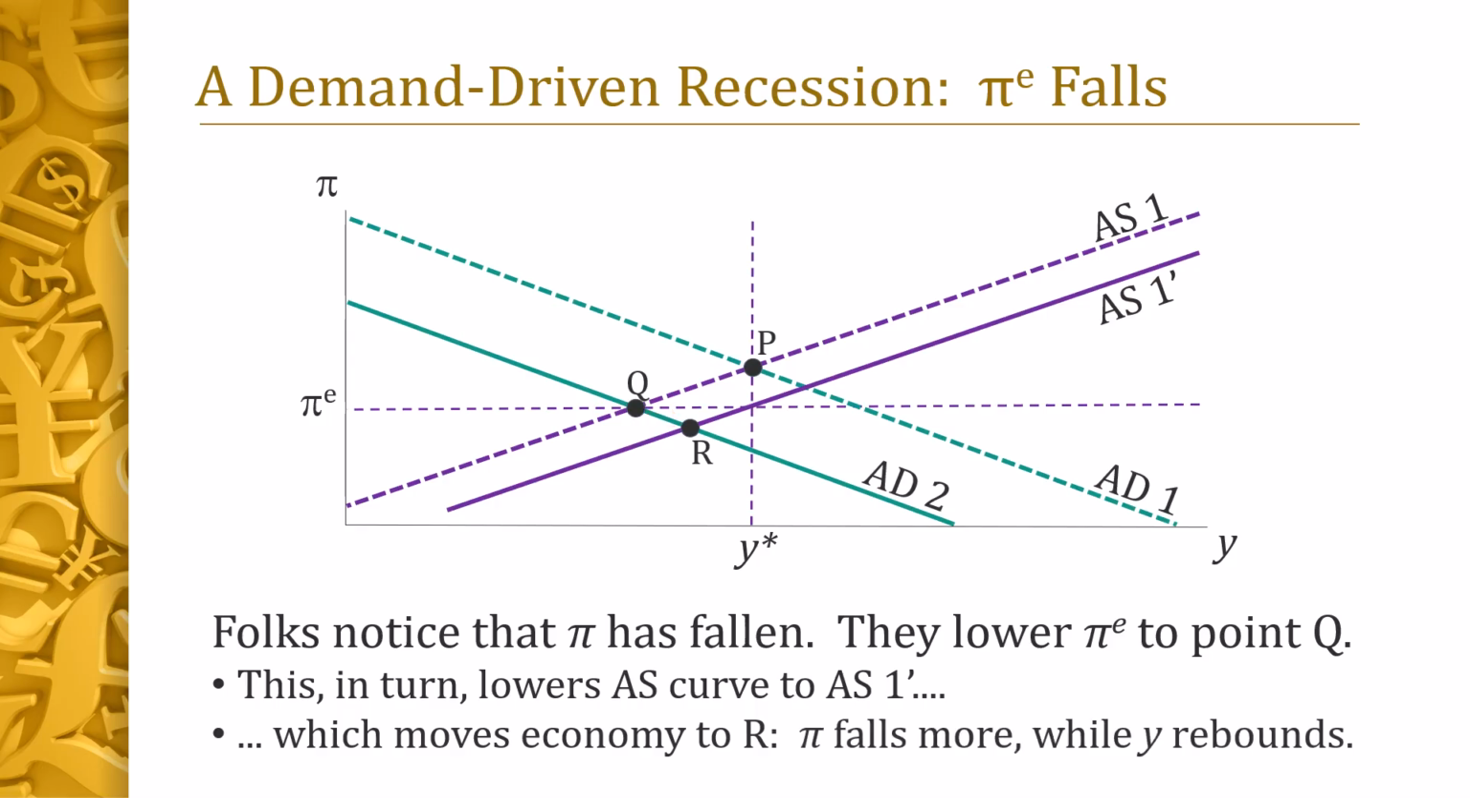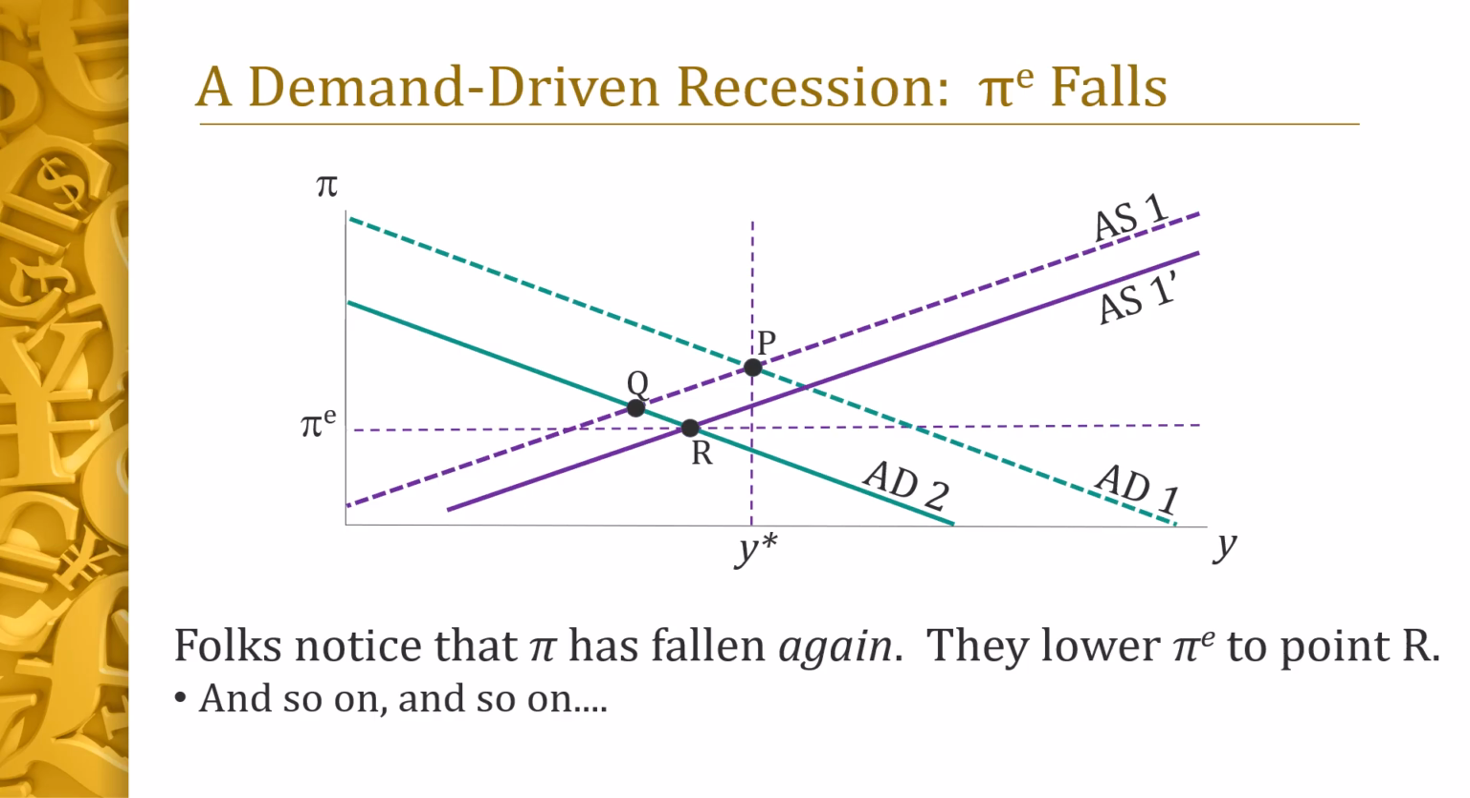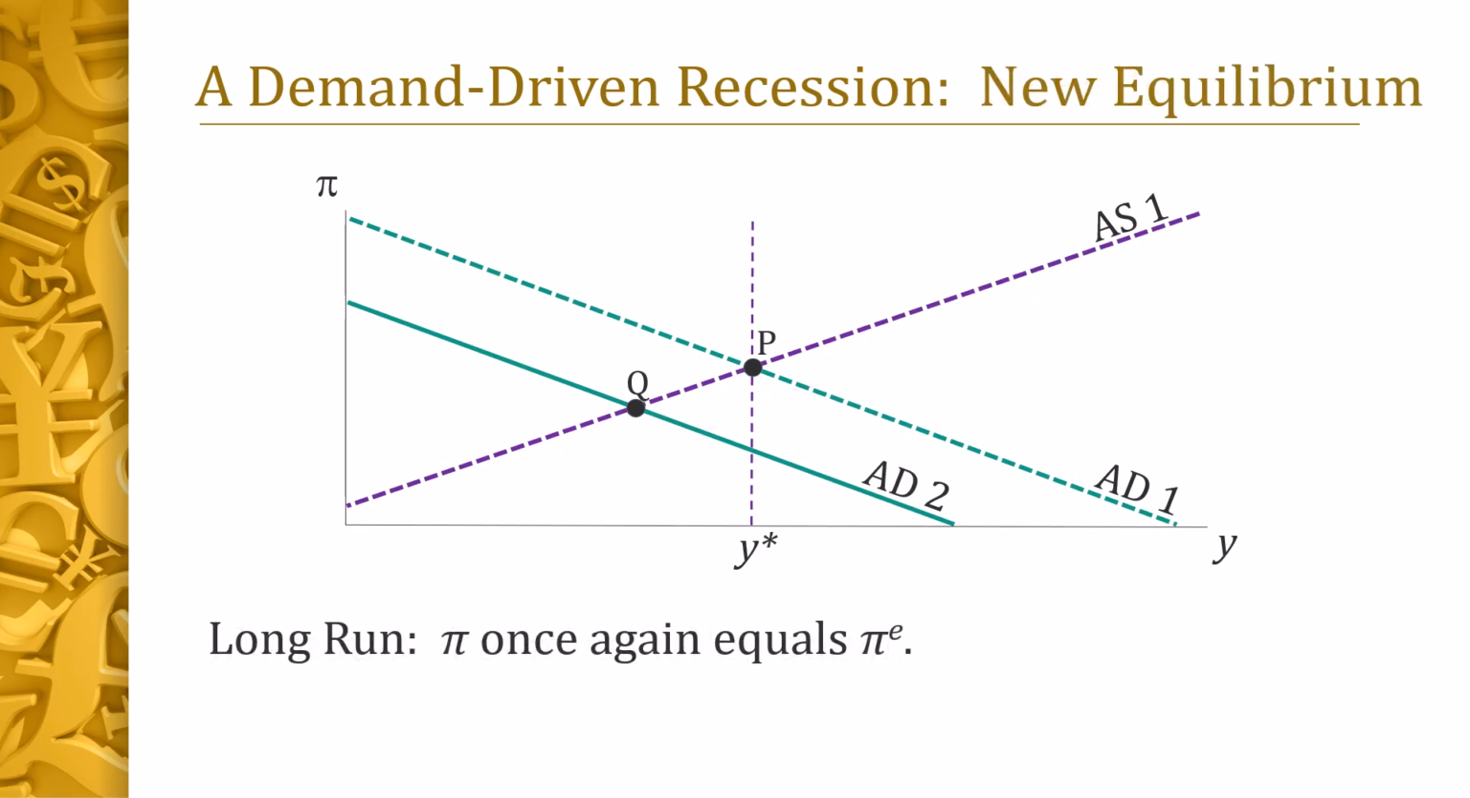While inflation at point R is lower than at point Q, output is higher. A recovery has begun. But we're not done. People now notice that inflation has fallen further. This leads them to lower their expected inflation further as well, to point R. The process repeats. In the long run, the process stabilizes. Expected inflation catches up to actual inflation.